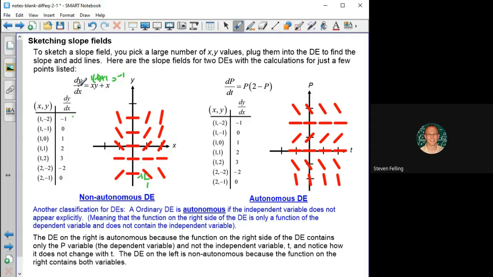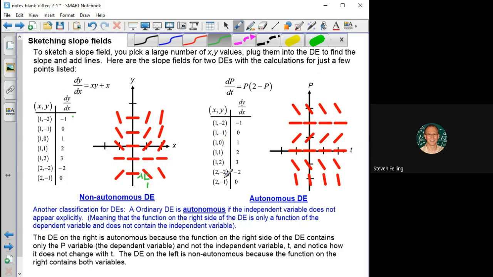So that's for this equation here, okay? And this particular equation had y as the dependent variable and x as the independent variable, right? So I drew an xy plane. Okay, here's another one. This one is dp/dt equals p times (2 minus p). So the dependent variable here is p and the independent variable is t, right?